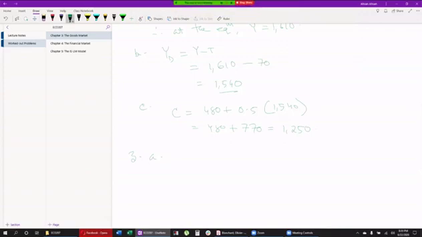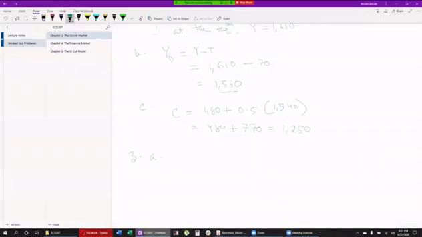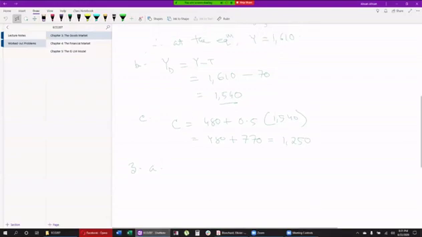Okay, so now let's try and solve number 3, and let's check out the question first. It says to refer to the economy in problem 2, so basically everything we did here. For the same economy, what we have to do now is calculate private savings, public savings, and investment spending. Let's start with the first one. We have to calculate the private savings.